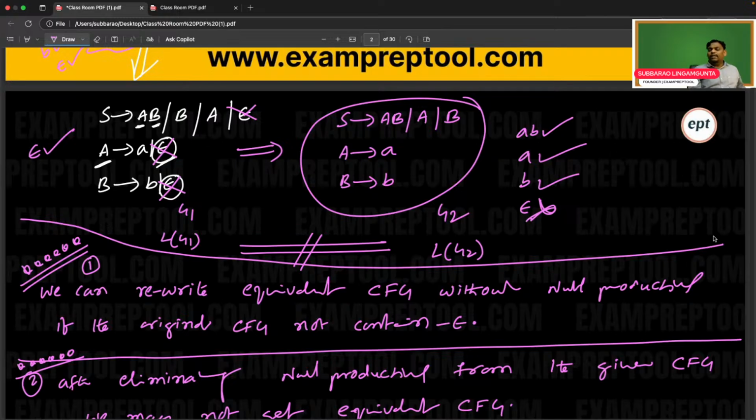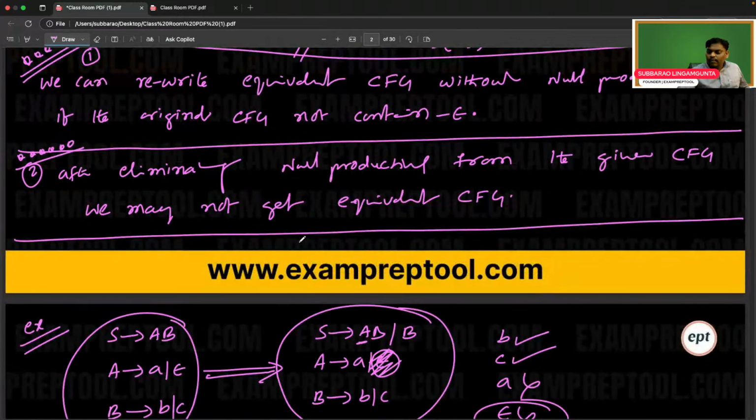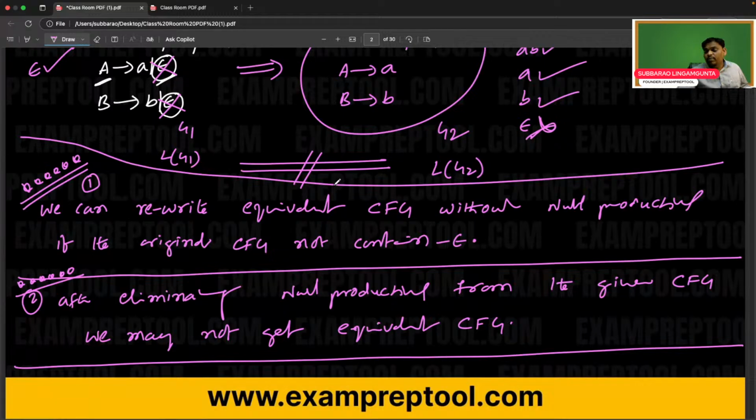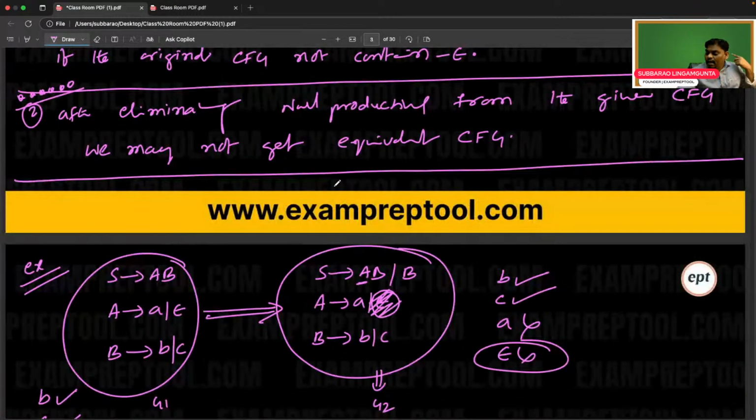We can rewrite an equivalent CFG without null productions if the original CFG does not contain epsilon, right? For this one, see the example below. Next, after eliminating null productions from the given CFG, we may not get an equivalent one. We may not, because sometimes we may get it also. I cannot say you never get it; sometimes you may get it.